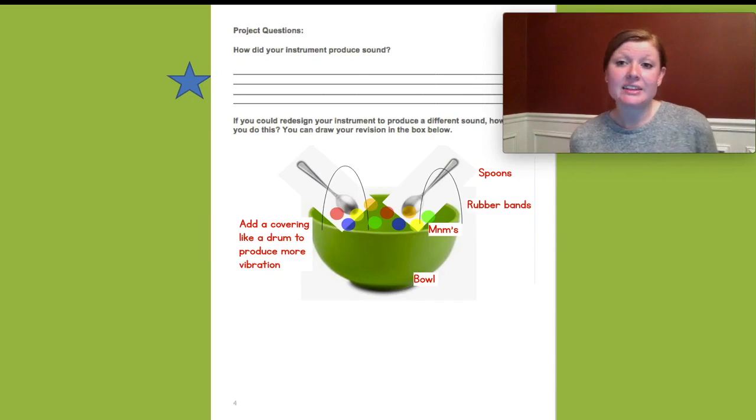And then the last thing that you're going to be thinking about as you're doing your project, after you've made your instrument, is there a way that you would redesign your instrument for a different sound? How would you do it? What I decided to do is I would add a covering, like a drum, to produce more of a vibration. I put it on there, but then I didn't really like the sound, so it's okay for me to change my design. But just be thinking about how different sounds could be produced. You always have to have that vibration. It's always going to move in sound waves, but there are different ways that the vibration can be caused.